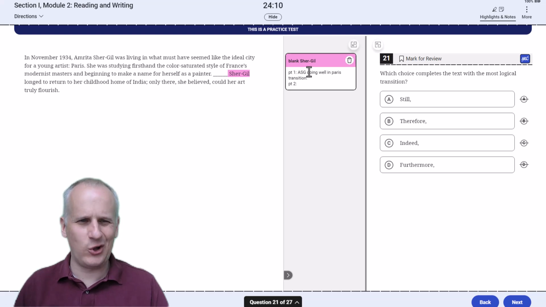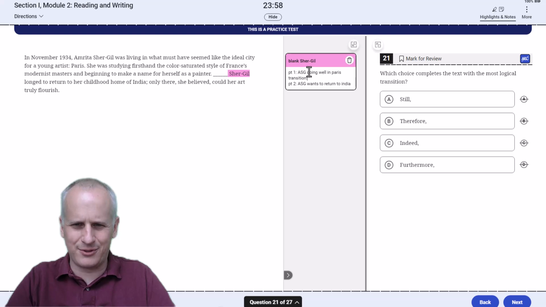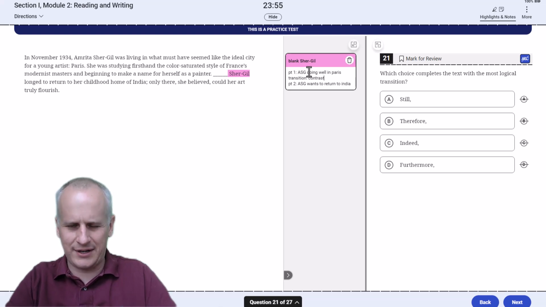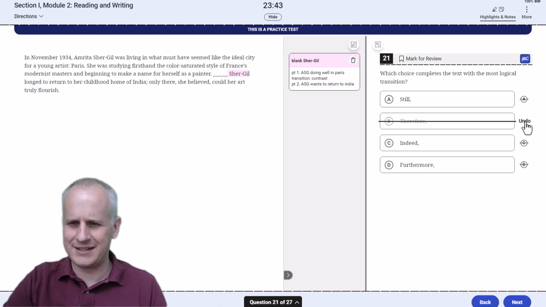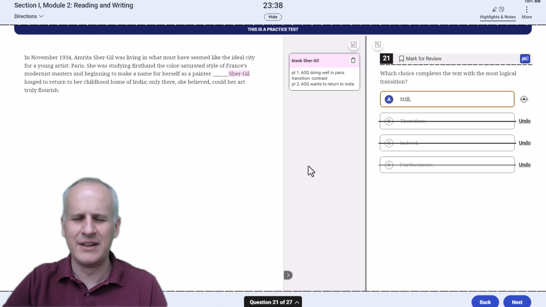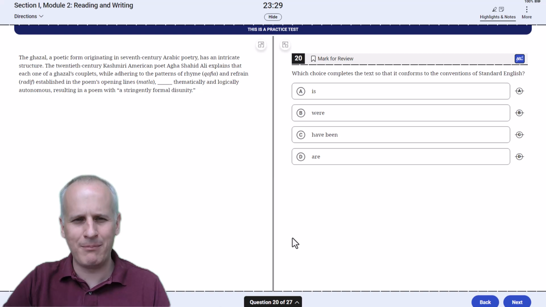So then, ASG longed to return to her childhood home of India. Only there, she believed, could her art truly flourish. Well, now we go, ASG wants to return to India. Well, if she's doing well in Paris but wants to return to India, we need a contrast transition here. So this is how you could break these out a little bit more if you need to on the exam. So now we're looking for contrast indicators. "Still" might be a contrast transition; "therefore" certainly is not, "indeed" certainly is not, and "furthermore" certainly is not. And if we were to read "still" back into this little narrative, it should create an overall coherent story for the paragraph. For the purposes of this video, we'll just hit back though and get into now our grammatical questions.